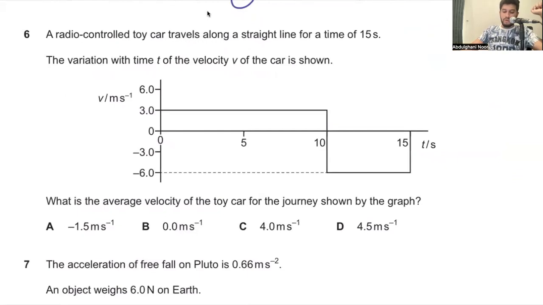Question 6: a radio controlled toy car travels along a straight line for a time of 15 seconds. The variation with time t of the velocity v of the car is shown. What is the average velocity of the toy car for the journey shown by the graph?